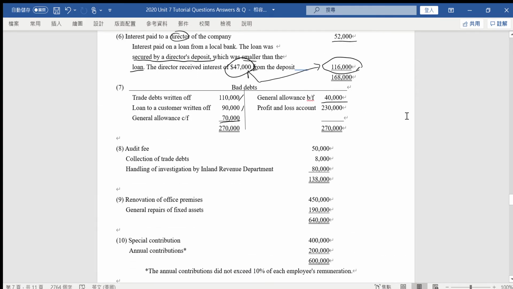Now, note 8 about the audit fee, no problem, it is allowed to deduct as a normal business expense. Collection of trade debt is also allowed to deduct. But handling of the investigation by the Inland Revenue Department is not allowed to deduct, because there is a dispute between the company and the IRD, and these legal expenses are not allowed to deduct. That's why that amount should be added back.